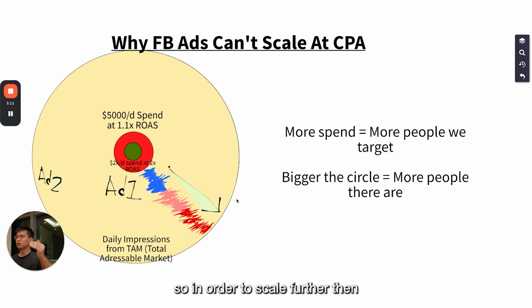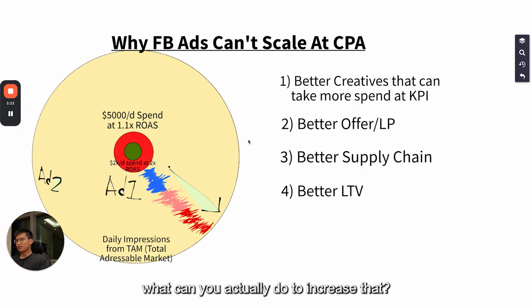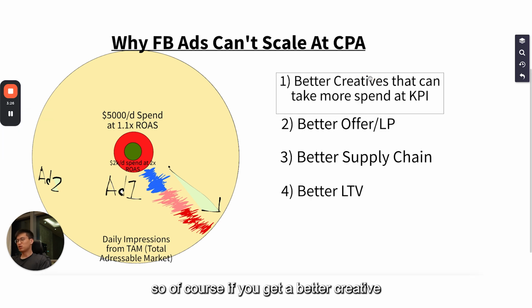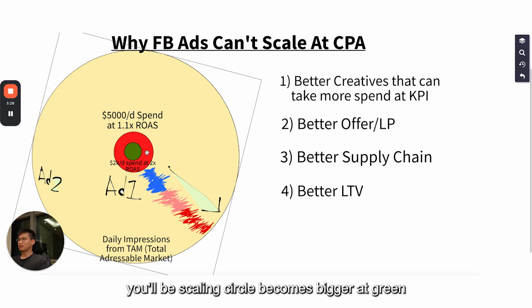So in order to scale further then, you need to find an ad that can take up bigger impressions at the desired KPI you want. So the green circle will increase. So okay, what can you actually do to increase that? So of course, if you get a better creative that can take more spend at KPI, you'll be scaling. Circle becomes bigger at green.